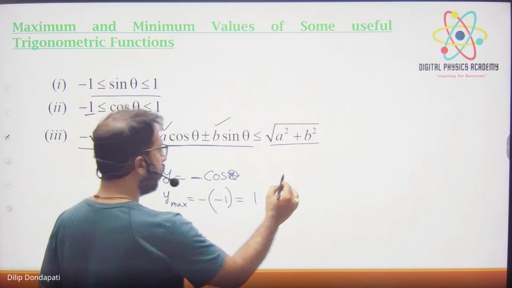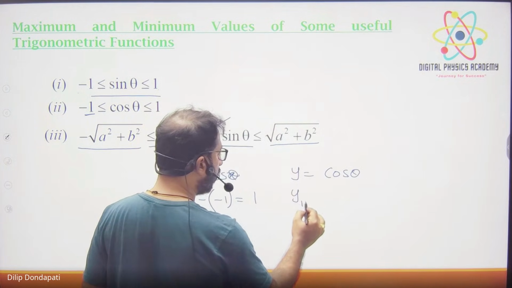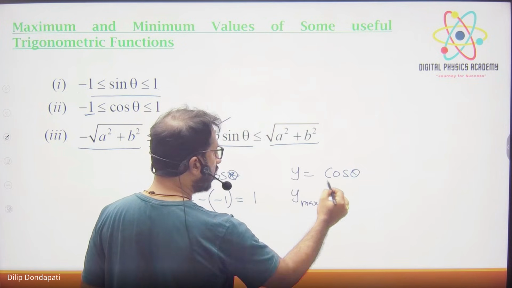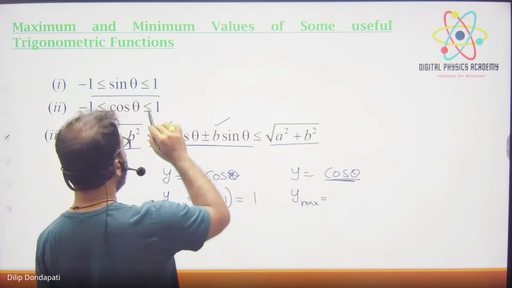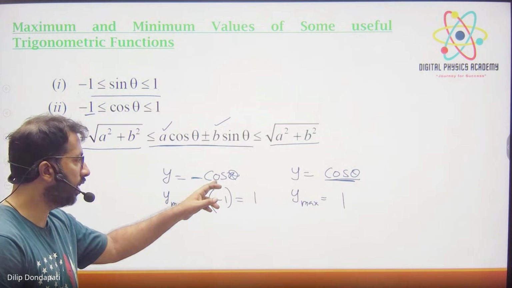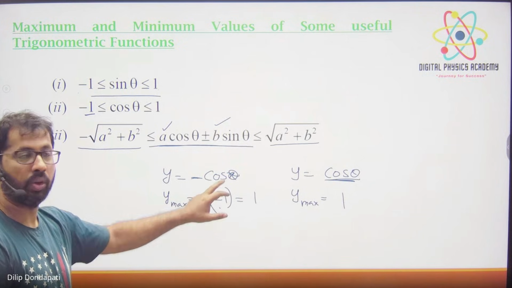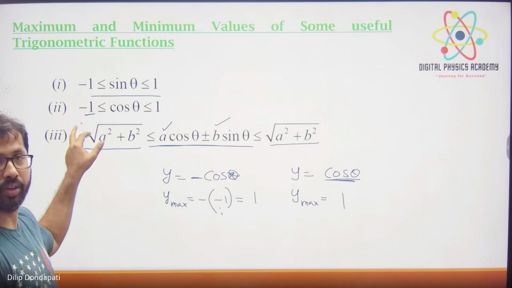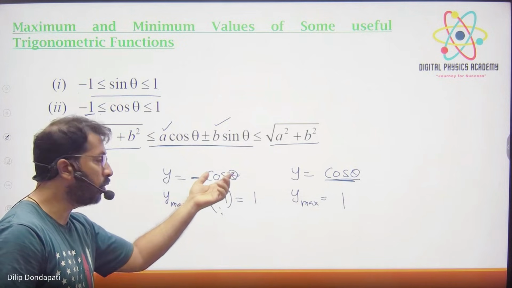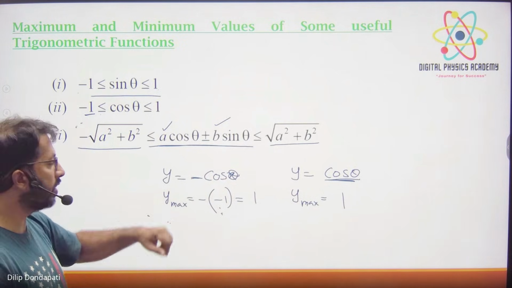Suppose y is equal to cos theta is there. What is the maximum value? Y max will be simply, in place of cos theta, you have to substitute 1. But here minus cos theta is there. That's why you should substitute -1 here, because the cos value is -1, right? Negative value. So whenever minus is there, you have to substitute the minimum value. We'll get the maximum value finally. Otherwise, by seeing the question you'll understand.